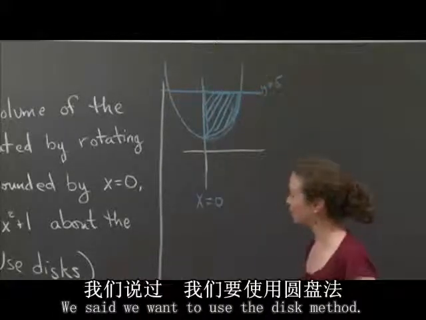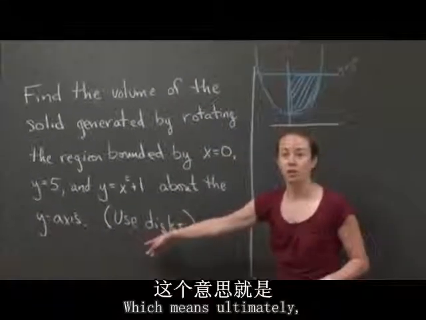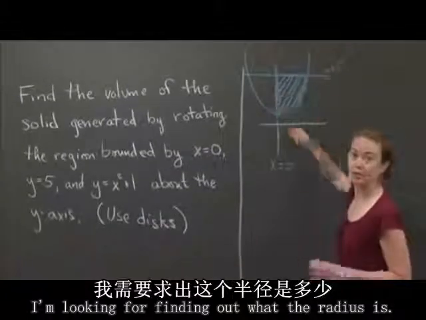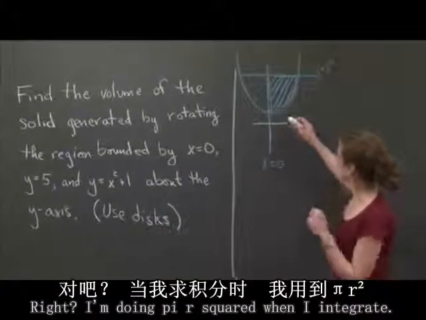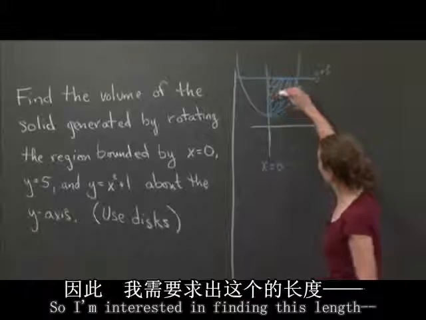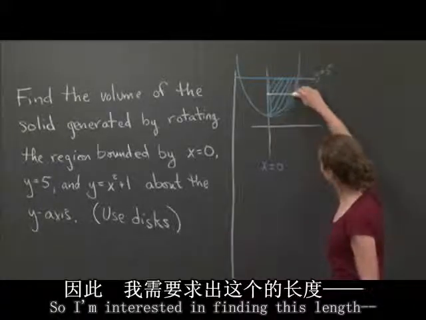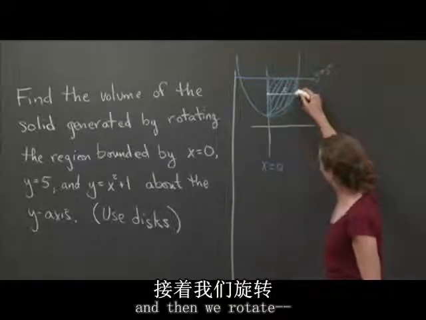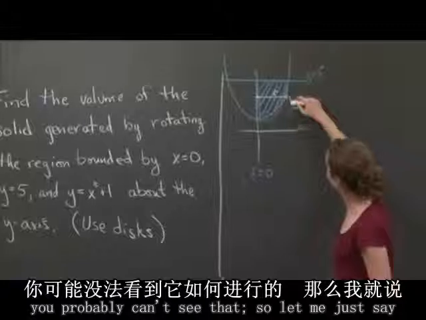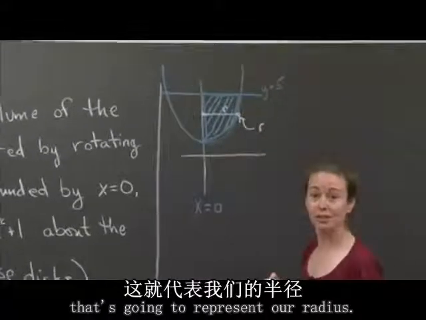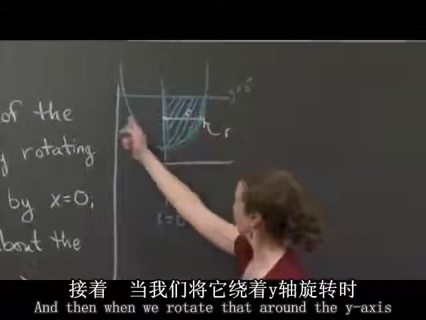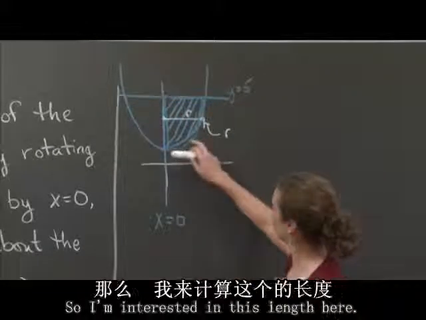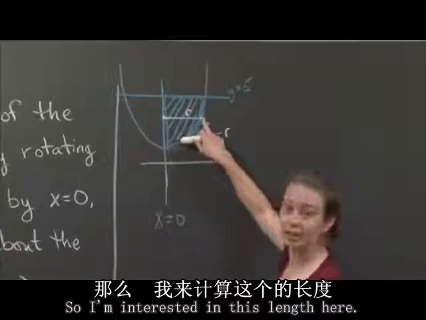So what do we want to do? We want to use the disk method, which means I'm looking for the radius, since I'm doing pi r squared when I integrate. I'm interested in finding this length. That's going to represent our radius. And then when we rotate that around the y-axis, we get our disk. We've seen some pictures of this before. So I'm interested in this length here.